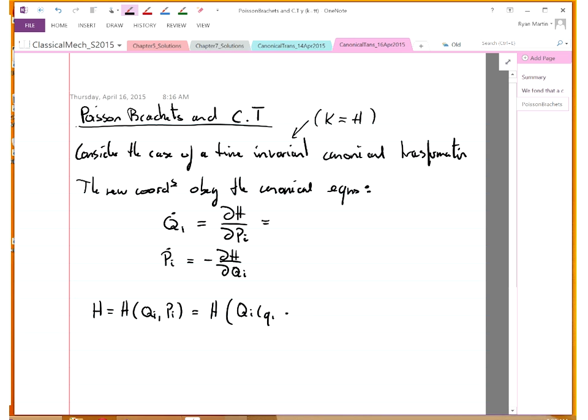So let me write that out a little bit more clearly. H is a function of the capital Q's and the capital P's, right? The capital Q's and the capital P's are themselves functions of the lowercase q's and the lowercase p's.